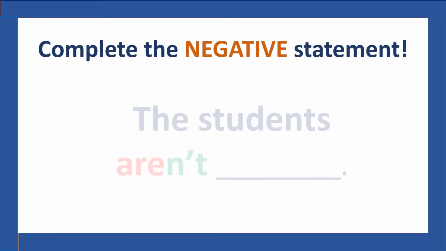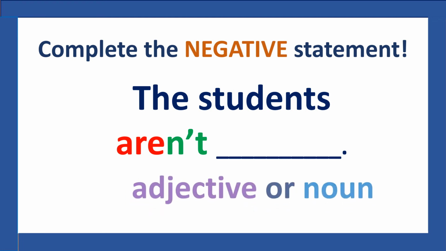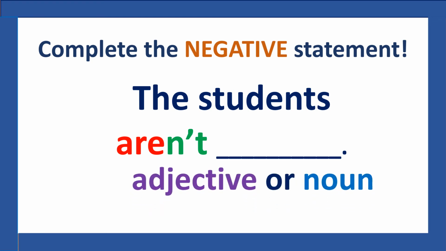Complete the negative statement. The students aren't. Now what do we have? Verb to be or helping verb? That's right. We have verb to be. So after verb to be, you have an adjective or noun. The students aren't bored in class. The students aren't tired. The students aren't homesick. Bored, tired, homesick, adjective. The students aren't at home. At home is noun.